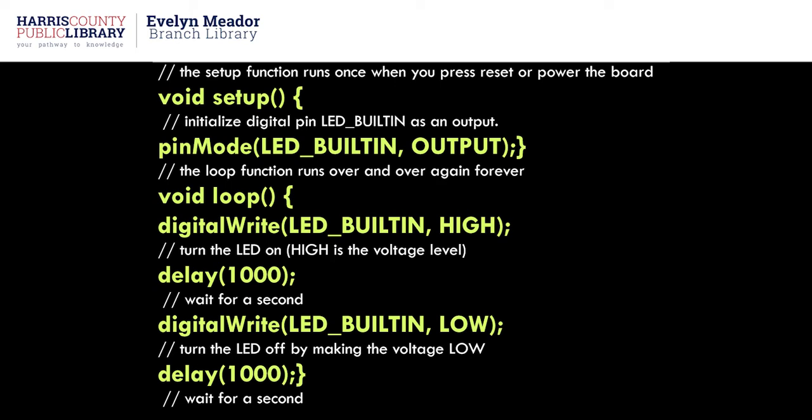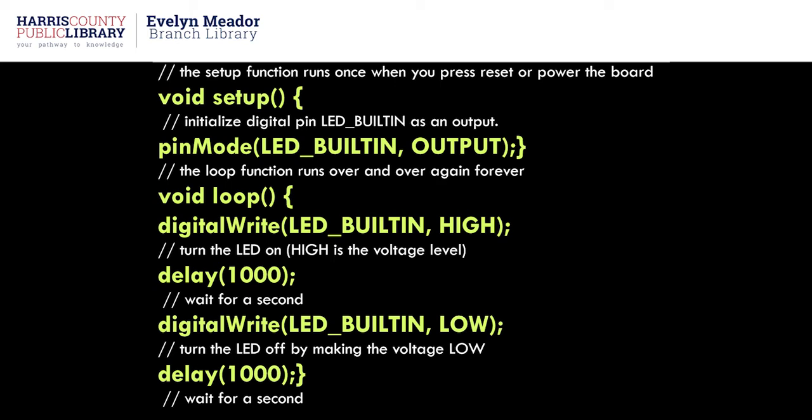Now we're going to add a loop. We've set up our program. We've got our pin mode initialized. We're going to go ahead and type void loop, open close parenthesis, open bracket, and then on the next line, you'll have digital write, and then LED built-in, comma, high, close parenthesis, semicolon. This turns on the LED, and high is the voltage level, so that turns it on at full power.